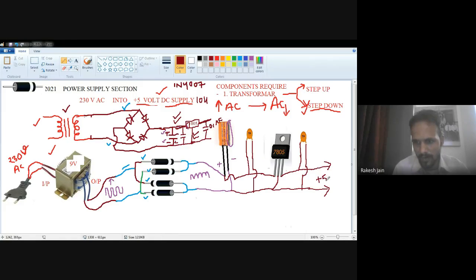We will make this circuitry in the next lecture. We will do this project on Multisim software or on Keil software, and we will check with the help of the virtual multimeter or CRO how the output will be.